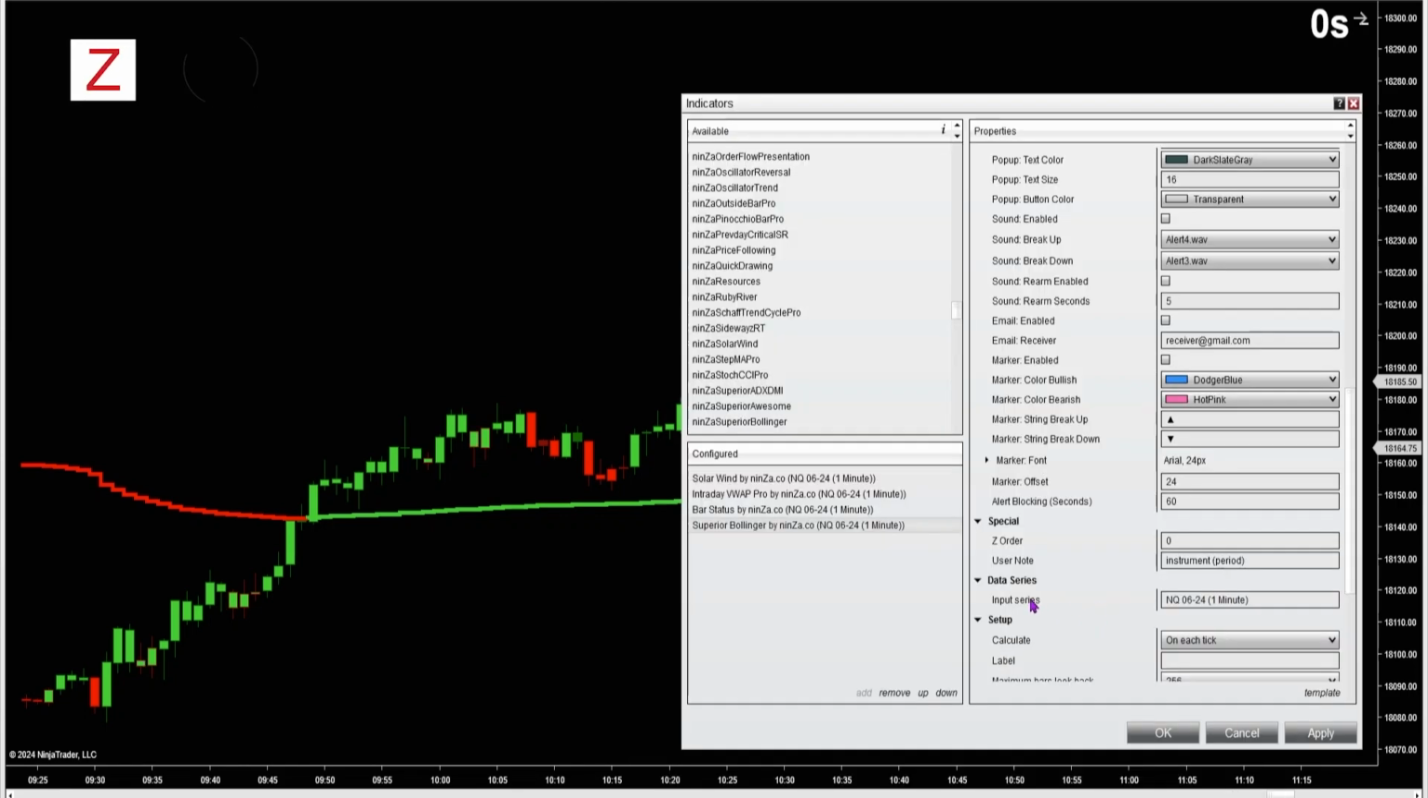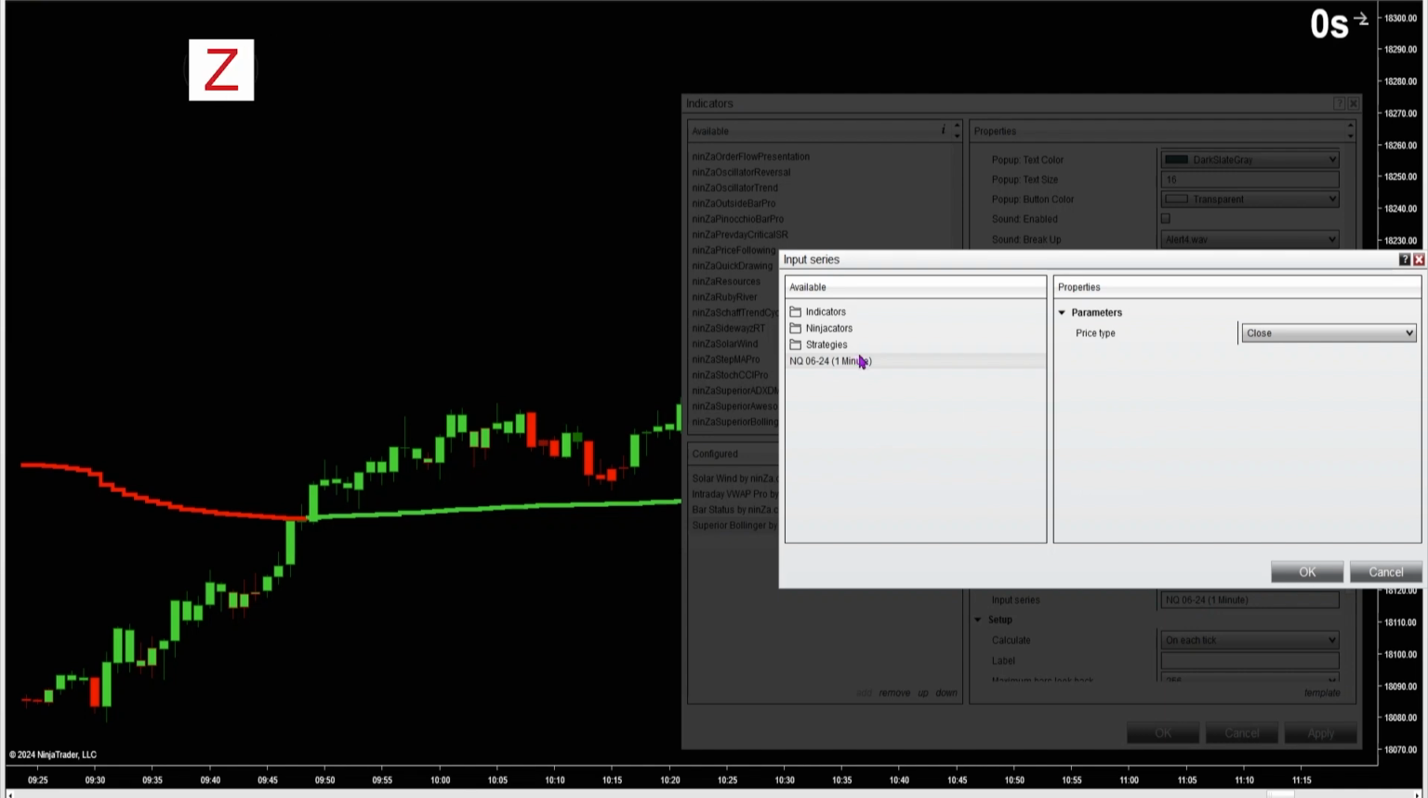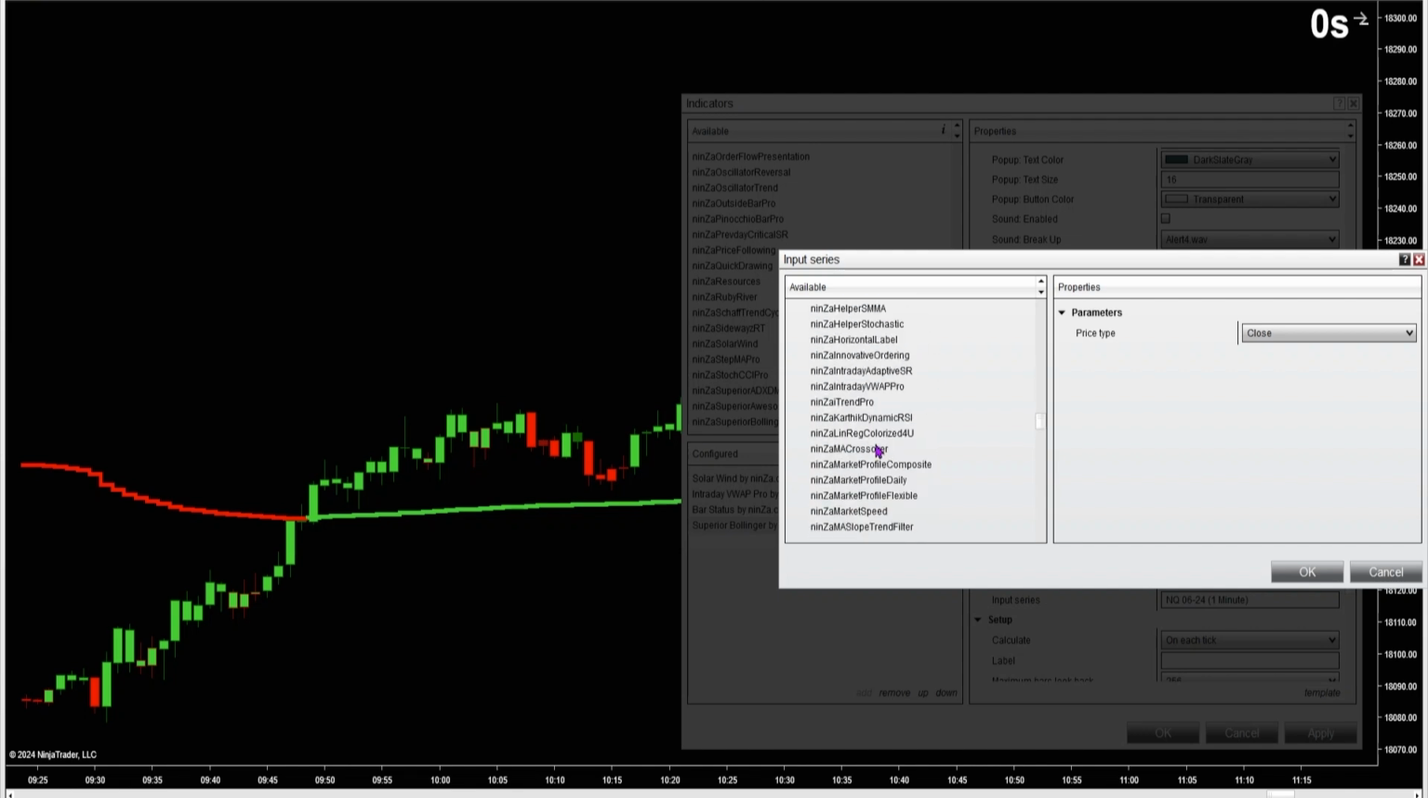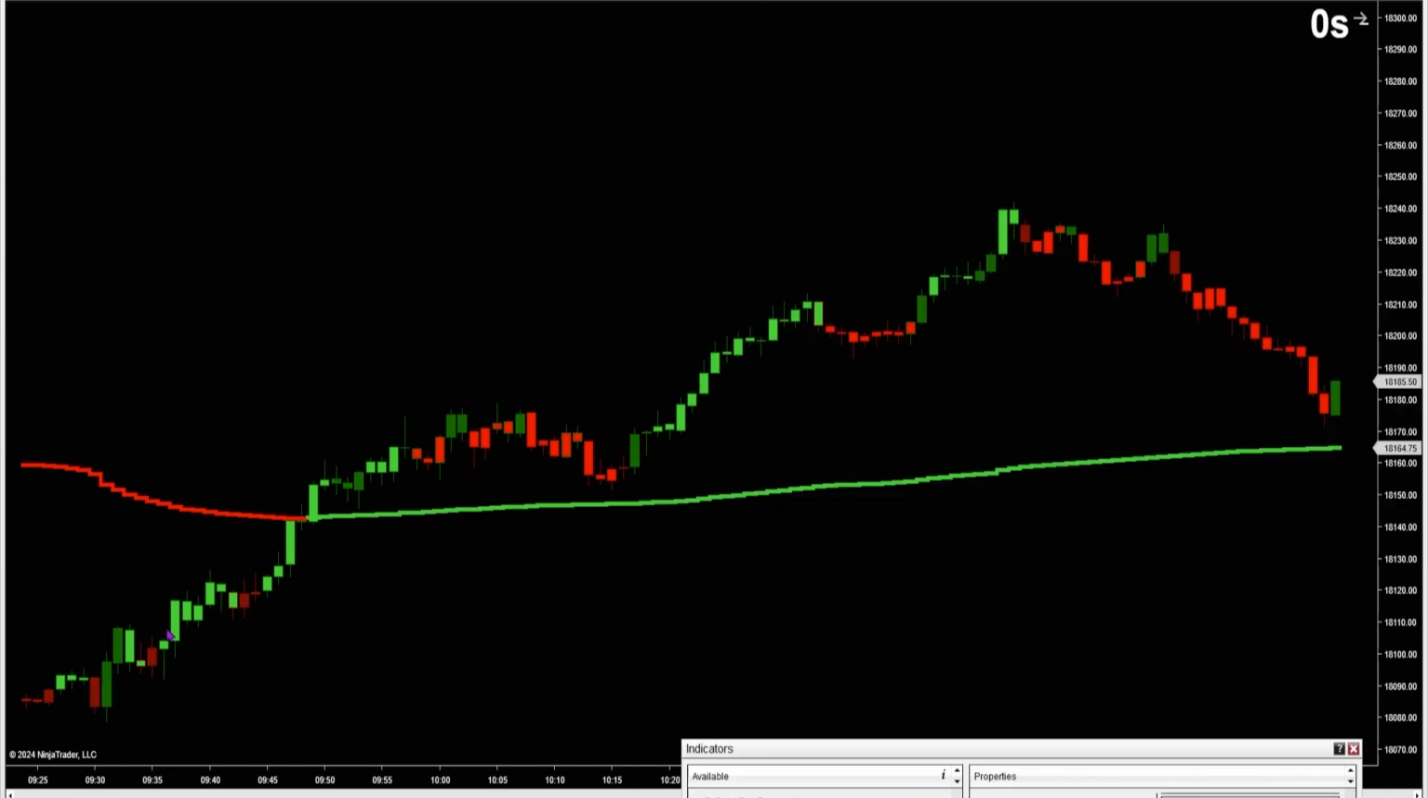Something else I like to do is change the input series. Instead of using the price of the chart, you could attach this superior Bollinger Band to an oscillator. You could attach it to an RSI or a stochastics. So this is the Bollinger breakout with the Bollinger Band attached to the stochastics. And to me, this is great.